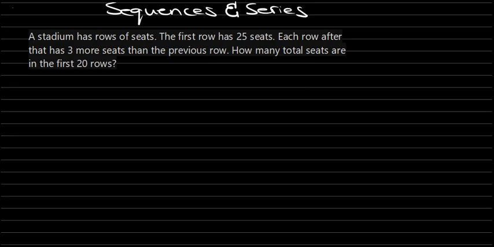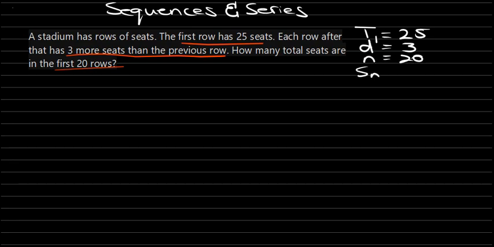Okay, so when we read this, there's a few important things that we need to extract and understand. The first row is something important because that denotes our first term, and it says that that is 25. The next thing that we should note is that it says each row after that has 3 more seats than the previous row. So this will be our common difference, and our common difference is noted as 3. And then finally, they want to know how many total seats are there in the first 20 rows, and n in this case equals 20. So we need to calculate Sn.